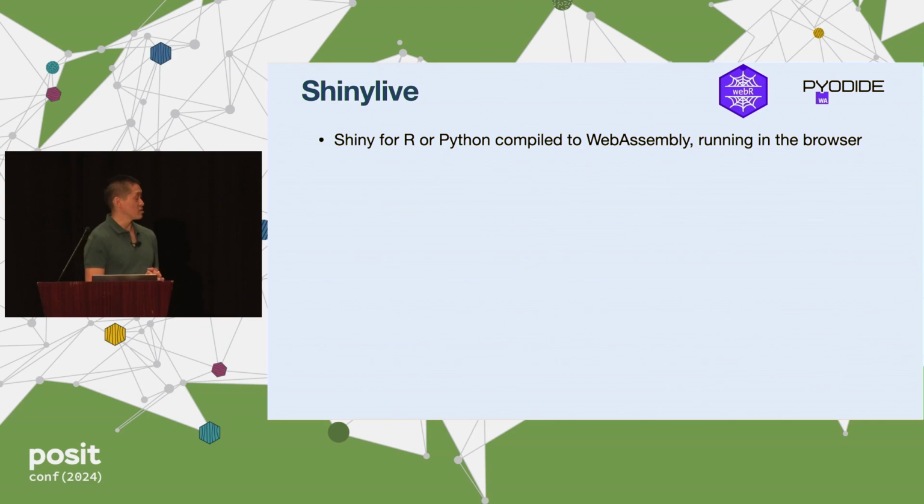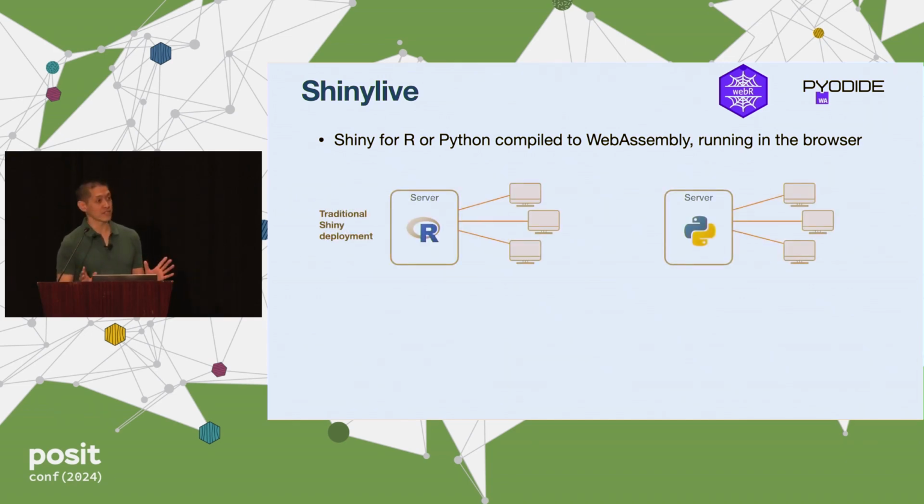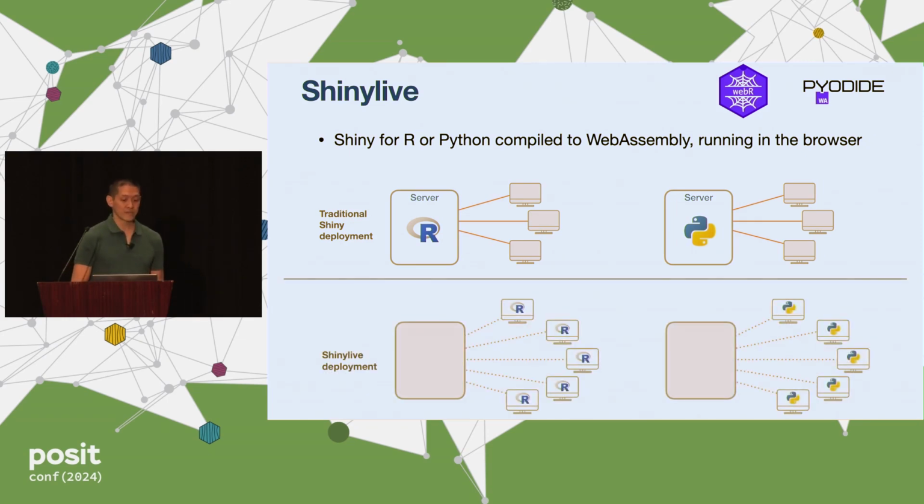The other component is shinylive. And I'm just going to go over this real quickly. So it's Shiny for R and Python compiled to WebAssembly, running in the browser. So the traditional model for Shiny app deployment is you have R or Python running on a server, and then the client computers connect to the server, but most of the code is running on the server there. With a shinylive deployment, the server is dumb and it just sends out some files, and then you have R or Python running in the browser.